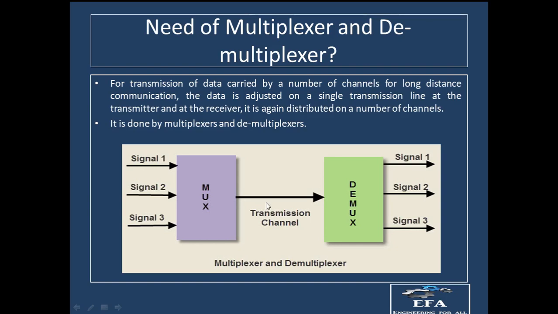So the purpose of multiplexer is this is a type of circuit which is used at the transmitter side and which is responsible for converting, or we can say adjusting, the number of signals coming from different channels onto a single channel.